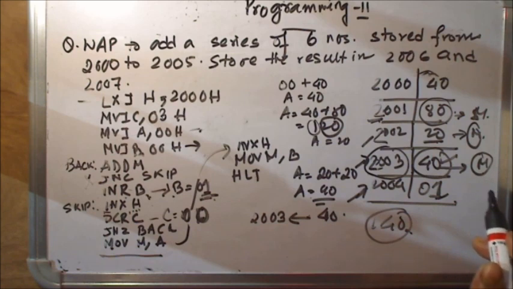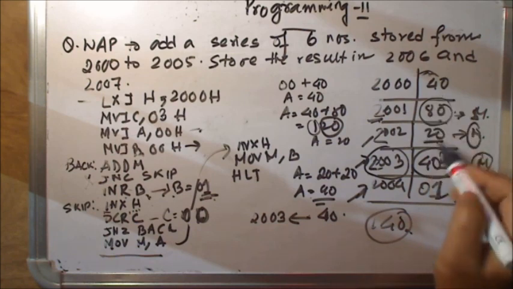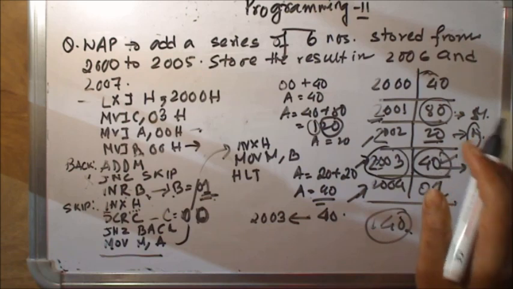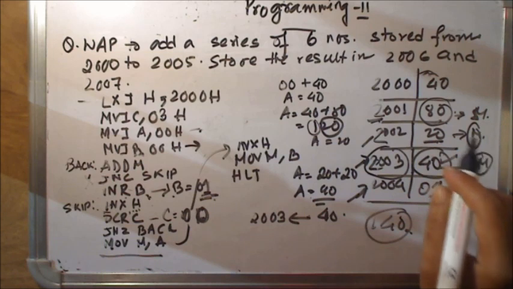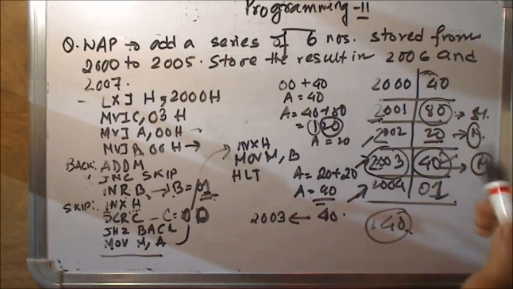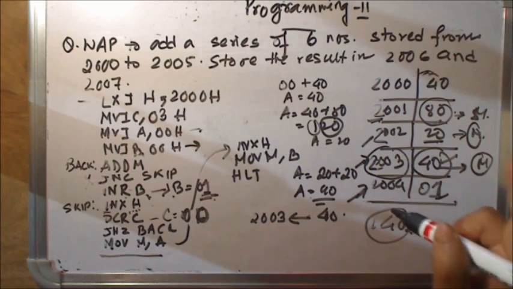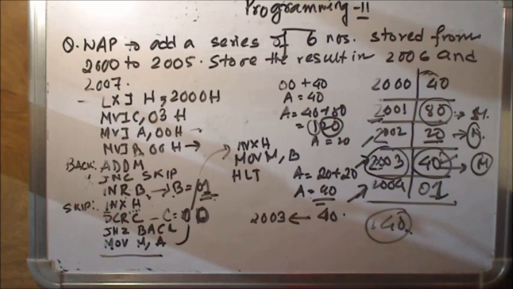I am showing you in decimal for your better understanding. But if you enter these numbers, the microprocessor will give you the answer in hexadecimal. Remember this: 140 will be converted into hexadecimal, and you will get your number in hexadecimal. Understood? So I hope you have understood this program and the logic as well.